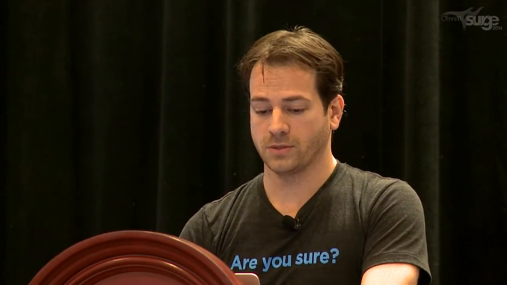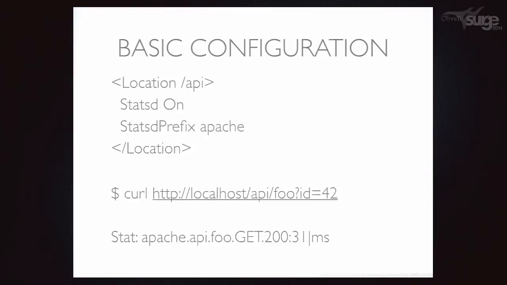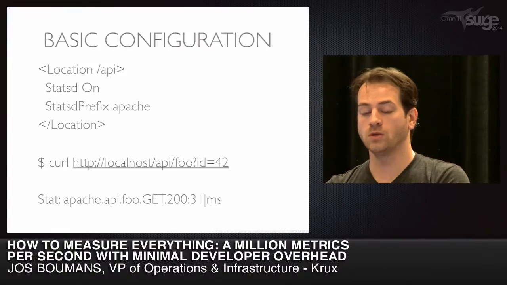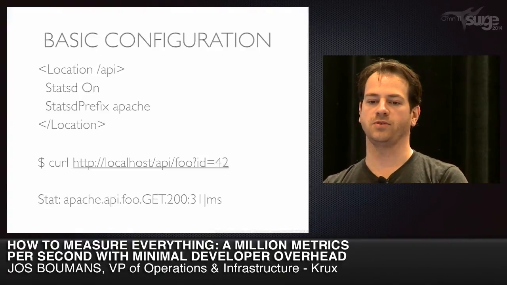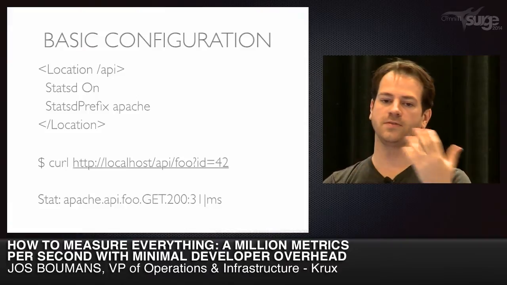So let me show you how that works. You enable the module as part of a location directive. That's the location you want to track. You turn it on, and you tell it what prefix it should use so it doesn't clash with other stats. There's a whole long list of documentation listed at the bottom there. It integrates well with CMSs like Django's, if you can set a note that is a stats name instead of inferring it from the URL and all that stuff.